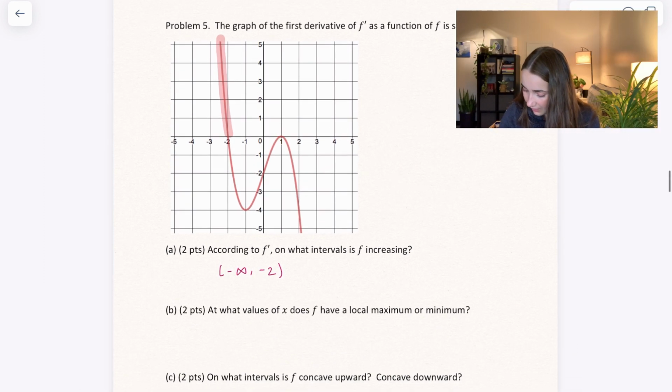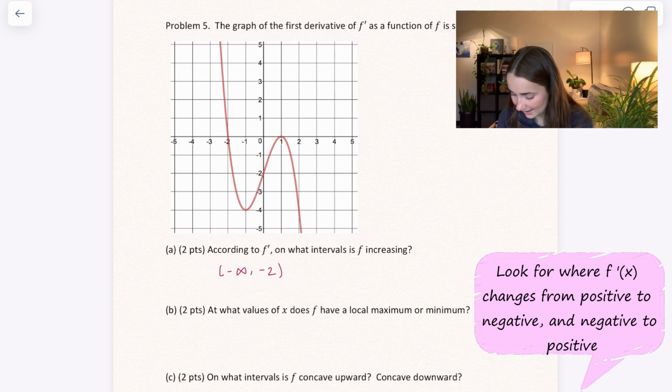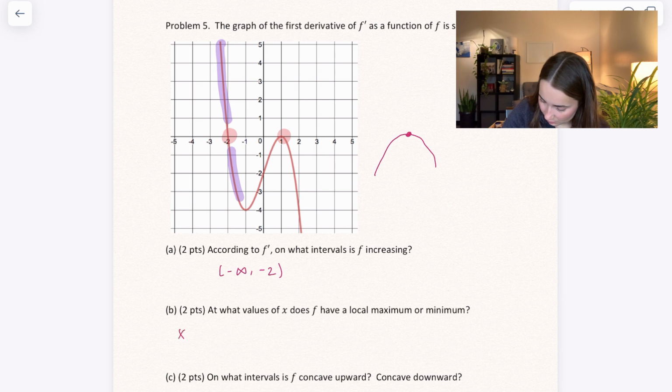So now we want to find for what values of x does our function have a local minimum or maximum. And that's going to be where our function changes from positive to negative or negative to positive. So let's go ahead and take a look at where we hit the x-axis. That's going to be right here at negative 2 and right here at 1. So notice here at negative 2, we change from positive to negative, which tells us our function is doing something like this, which means we're going to have a local maximum. So x equals negative 2.